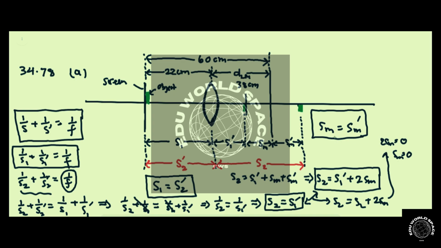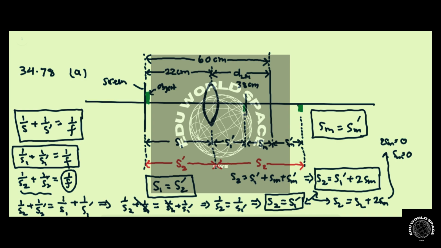So what does that mean? What is SM? SM is the distance from the object to the mirror. And if that distance is 0, then the mirror and the object coincide. They're at the same location. So we have a physical idea of what's going on here. And now that we have this bit of information, we can pretty much solve our problem.